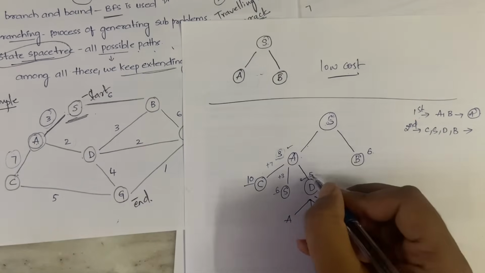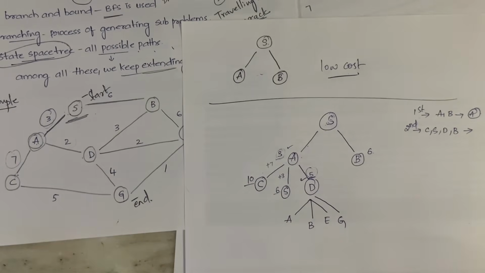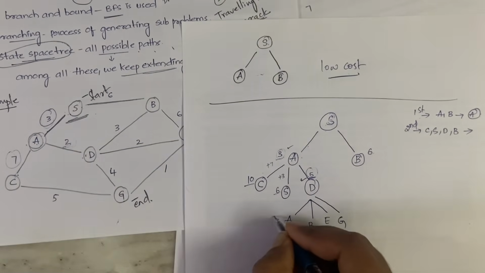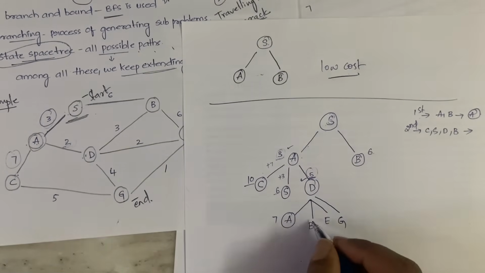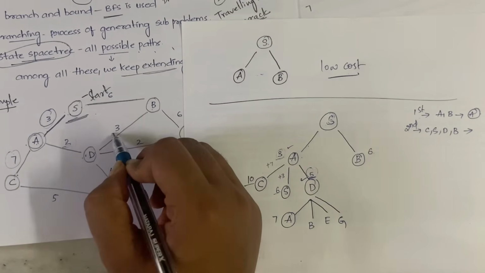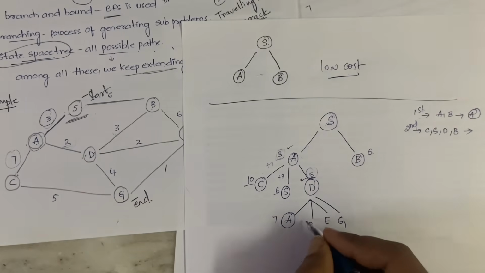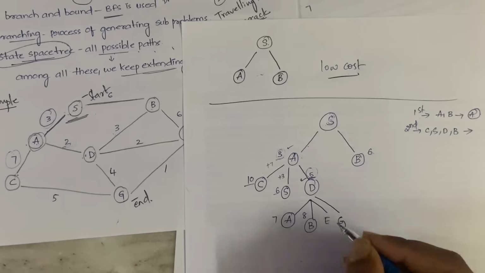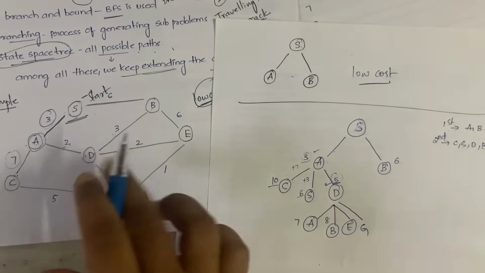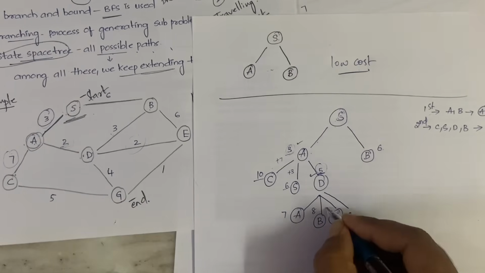Now till D, from S to D, it is already 5 units of cost. From D to A, how much is it? 2. 5 plus 2 is 7. Next, from D to B, it is 3 units, right? And here it is already 5. So 5 plus 3 is 8. Next, to E, let us see. D to E, it is again 2 units, right? So 5 plus 2 is 7 again here.